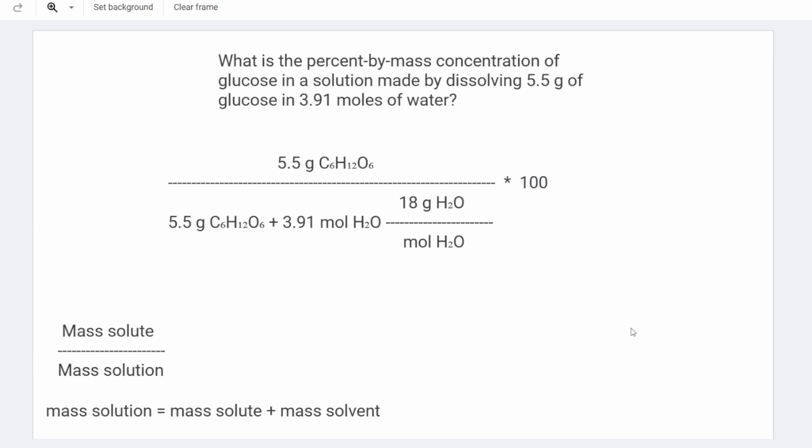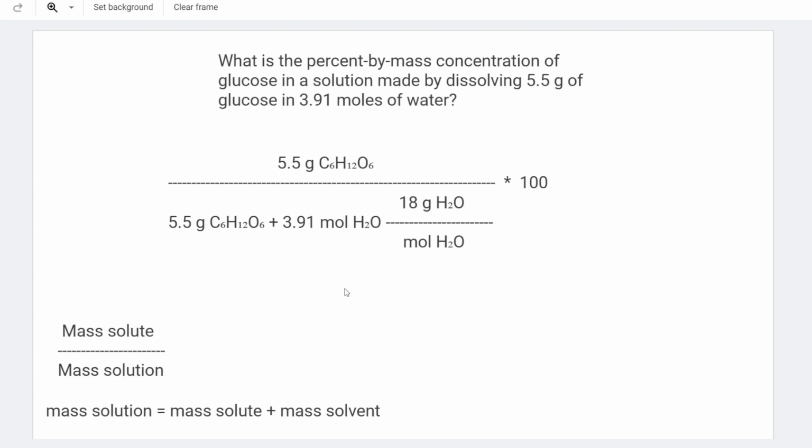Okay, if we look at the first part of the equation, we can see we have 5.5 grams of glucose. This is a given to us. Now, we need to find the mass of the solution. So, as I previously mentioned, we need to add the 5.5 grams of glucose and the 3.91 moles of water, because the solution is where you add the solute and the solvent. However, when we look at the water, we can see it isn't in grams, it's in moles. So we need to first convert this into mass. The way in which we would do this is we would find the amount of grams of H2O per mole, which happens to be 18 grams, and then we would simply multiply that by 3.91.